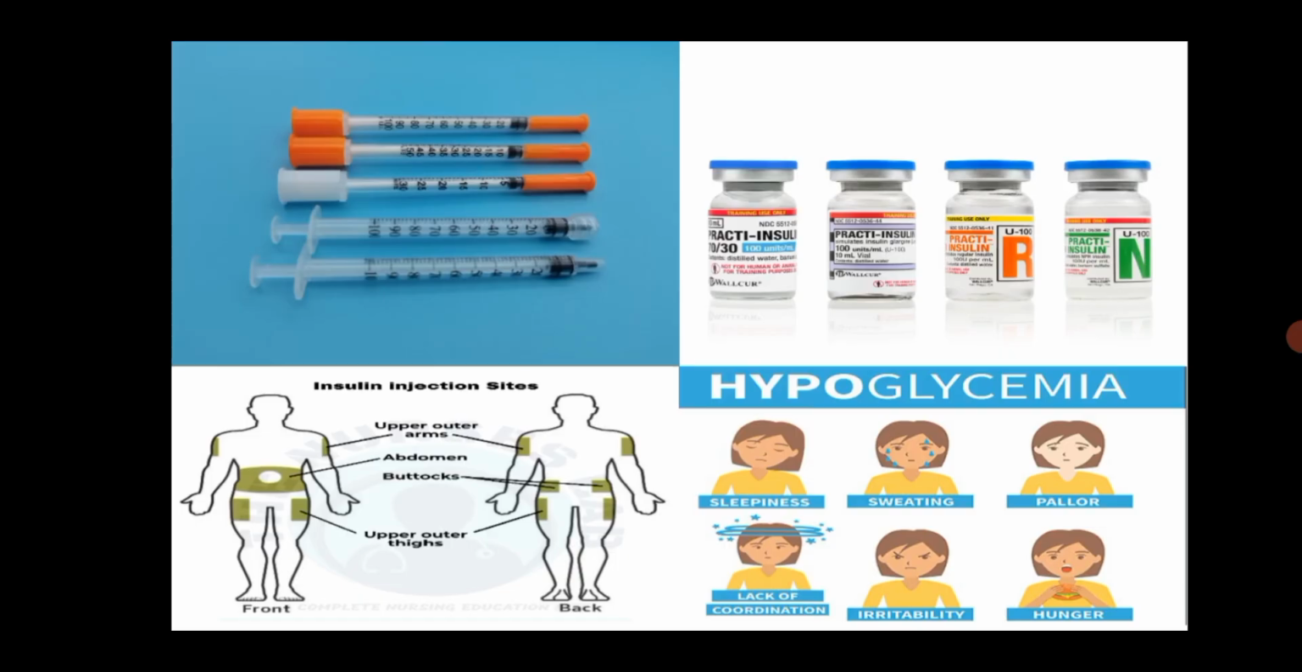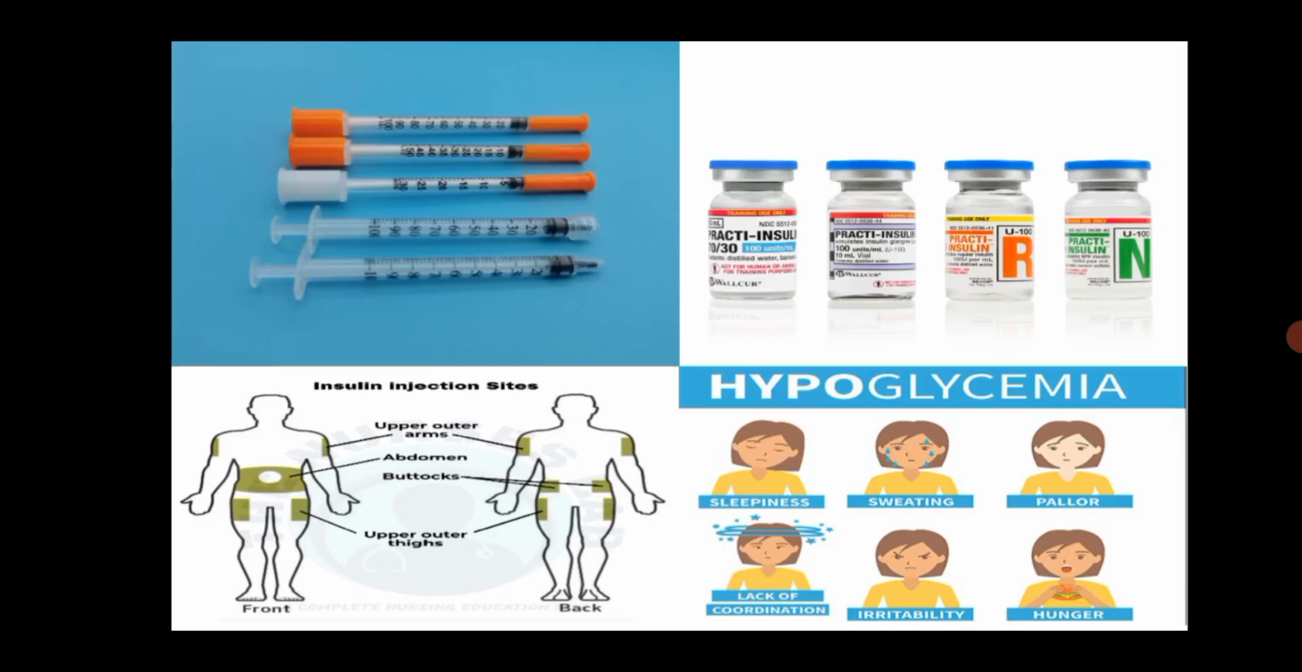Then another complication can be allergic reaction. It is rare, but it is possible. And some of the signs that you will see when someone has an allergic reaction to insulin can be a rash at the site or swelling, as well as maybe itchiness.